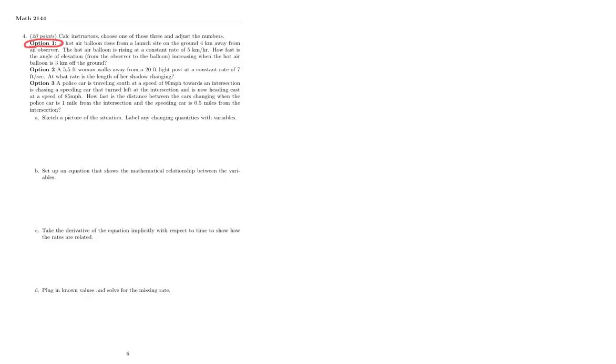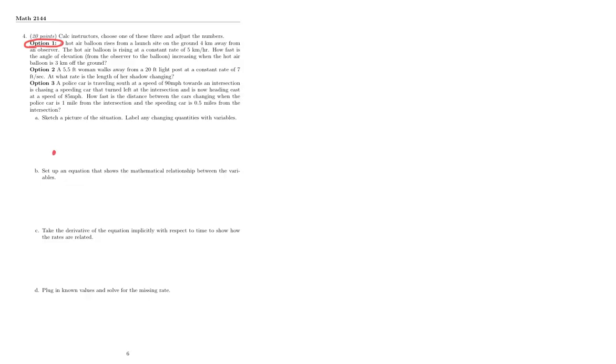It says a hot air balloon rises from a launch site on the ground 4 kilometers away from an observer. The hot air balloon is rising at a constant rate of 5 kilometers per hour. How fast is the angle of elevation increasing when the hot air balloon is 3 kilometers off the ground? So the first thing I want to do is sketch a picture of the situation. So this is what is happening.